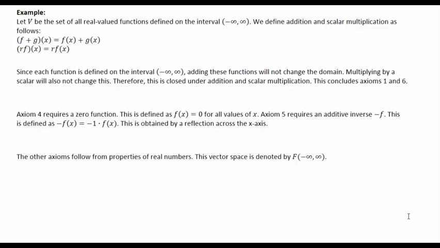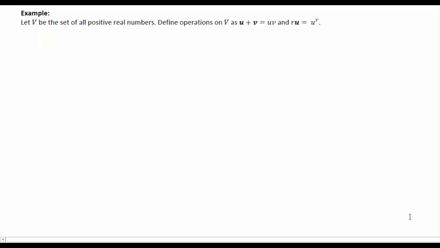There's nothing unique about this interval. Basically, if I define an interval, a to b, and I consider all real valued functions defined on that interval, I will also get a vector space. For my final example, I'm going to do a strange vector space, just to show you what all goes into proving something is a vector space.